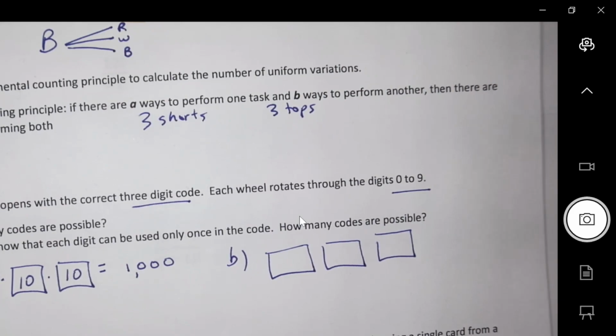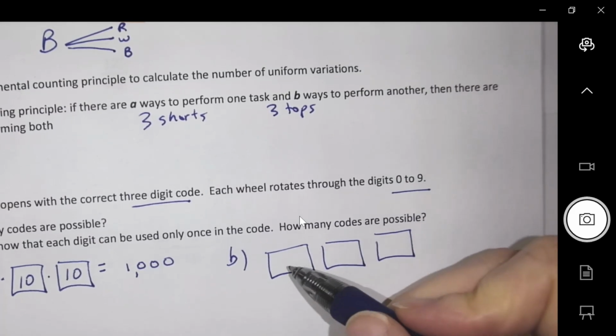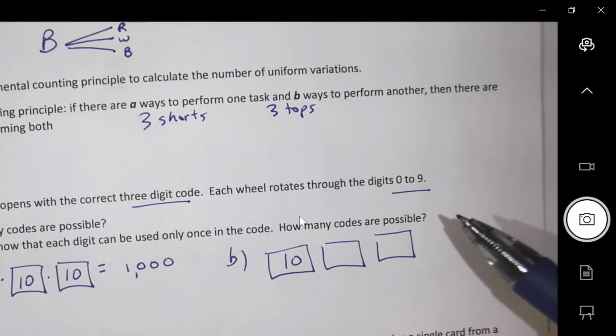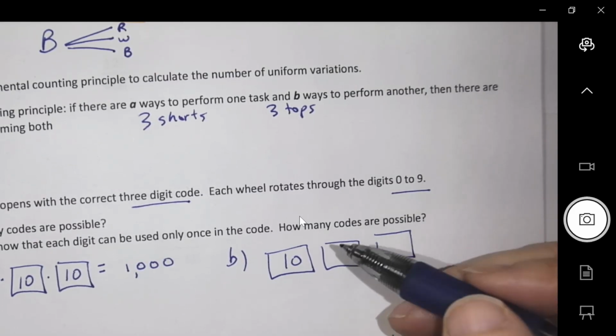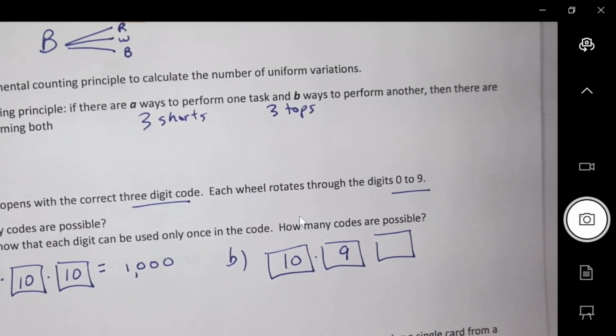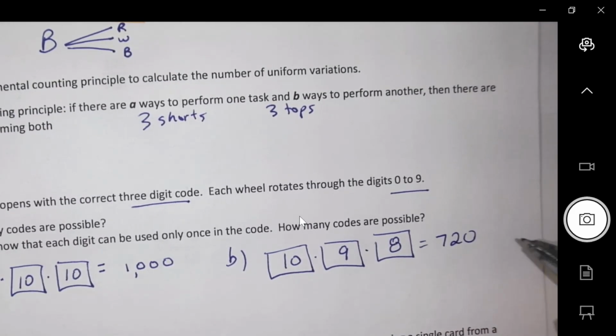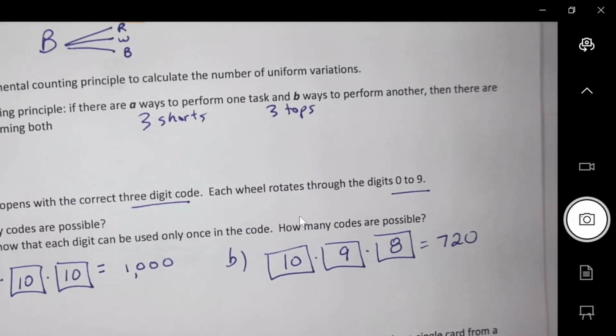Okay, so in that case, how many options do I have when I pick something in my first box? 10. This is different. How many options do I have on my second part of the code? I now only have 9 options, because whatever I used in the first one, I don't have that anymore, and then 8. So now there's only 720 different codes that are possible.